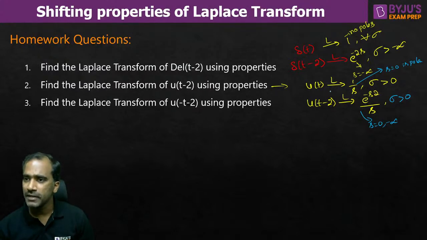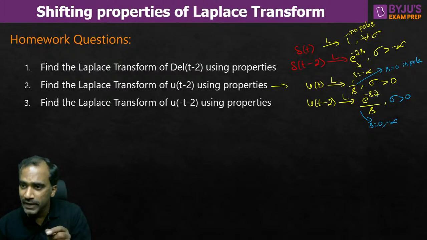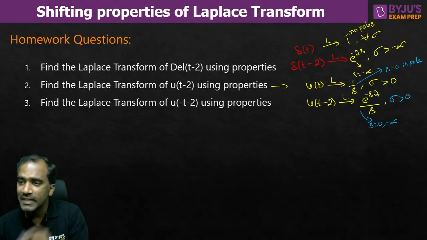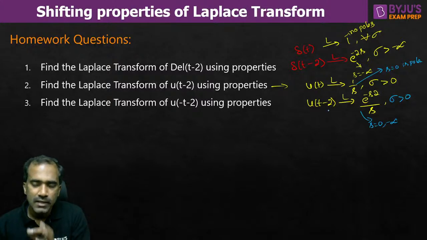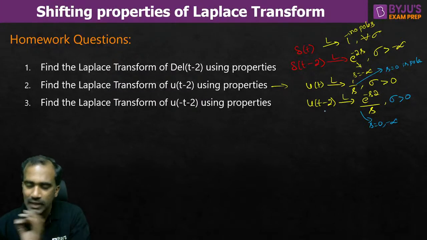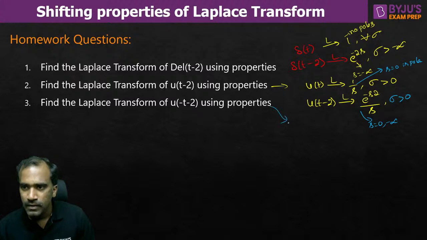So because of time shifting, the ROC might change or may not change. It depends on the new pole created. The new pole created will decide whether the ROC will change or not. We'll talk about the time shifting property again in the next few slides. If there is any slight confusion here, it will get cleared in the next slides. Since this is the homework part, I am going a little quicker.